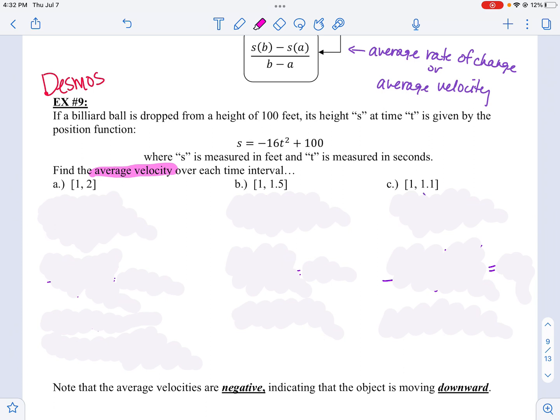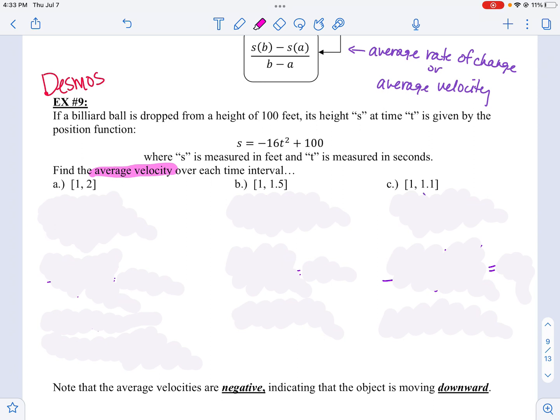So in example number 9, it says if we have a billiard ball and it's dropped from a height of 100 feet, its height s at time t is given by the position function s equals negative 16 t squared plus 100, where s is measured in feet and t is measured in seconds. So this is the position in feet at any second. I can figure out where this ball is at any second in time. But the question doesn't ask me for where it is, the position. It's asking me to find how fast its position is changing, the velocity.